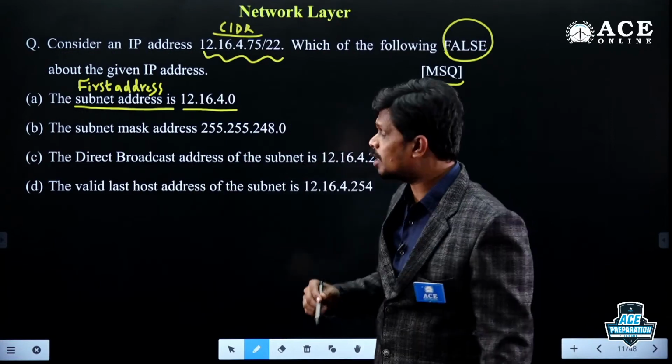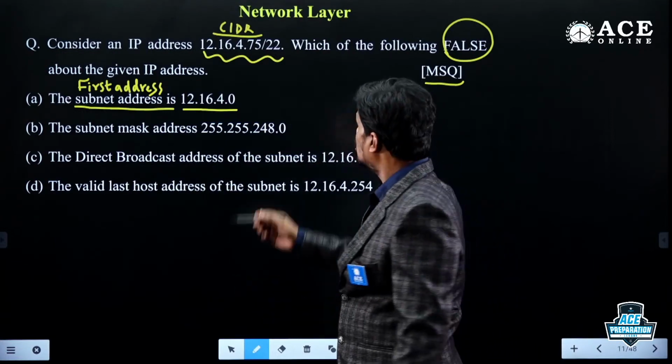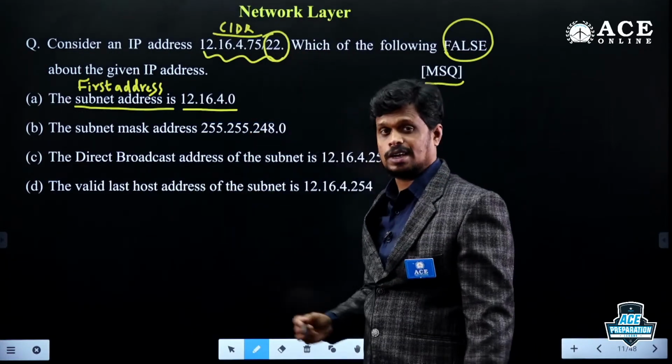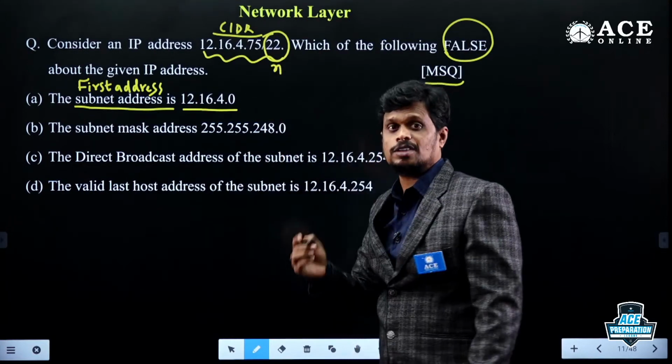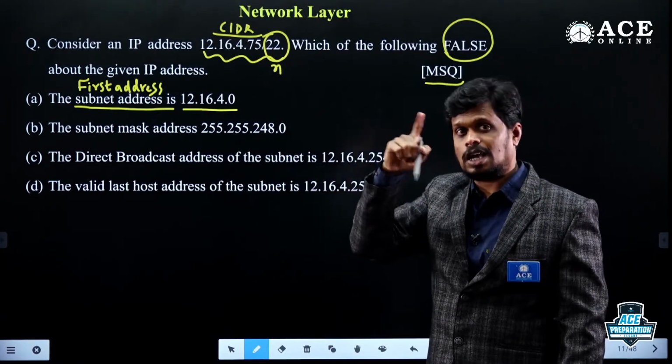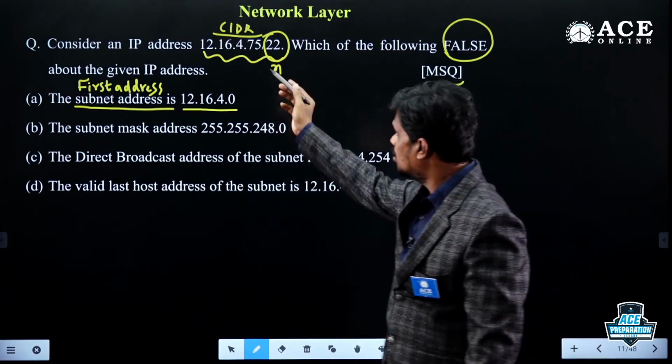Where n is the mask bits, or the prefix. So here this is prefix n. 32 minus n, 32 minus 22, is 10. The last 10 bits I need to set to 0. Verify.